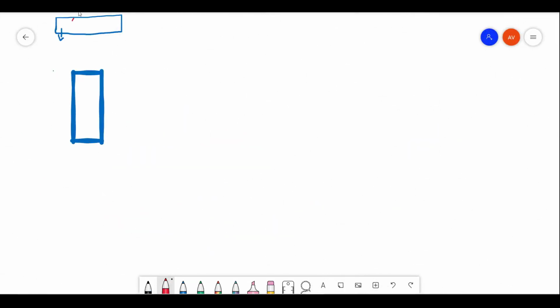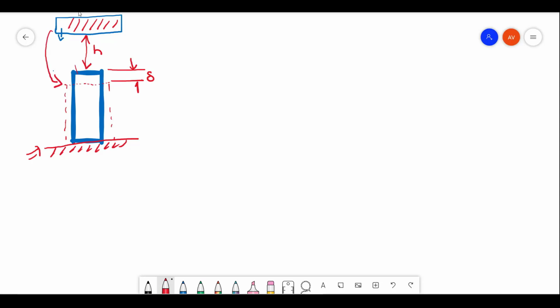Assume that you have a mass like this, which is impacting onto a rod or a body, let's say, fixed at one end. It travels some height h. It also deforms the rod a bit, so let's say the deformation is this much. That means it would have caused some delta because of the deformation, so the mass has reached this position finally.